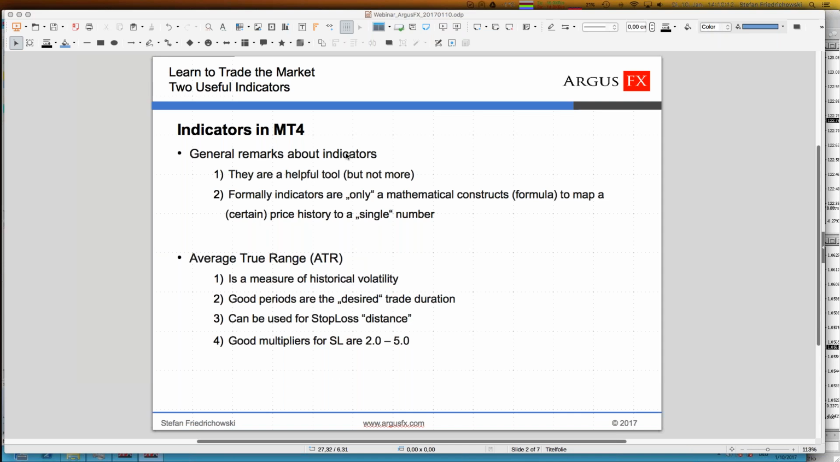So the first indicator I want to introduce is the so-called average true range. The name is not really meaningful. We could follow the math behind and how to calculate it, but let me just describe what that indicator is doing. It more or less measures the historical volatility.